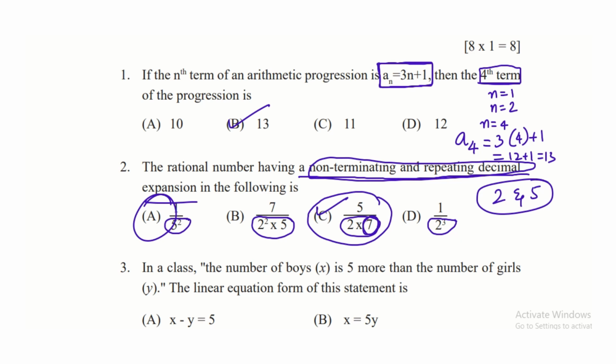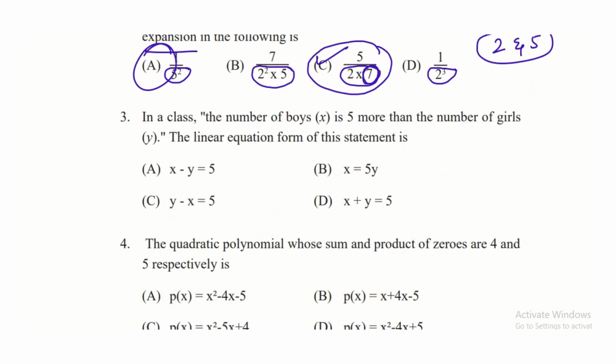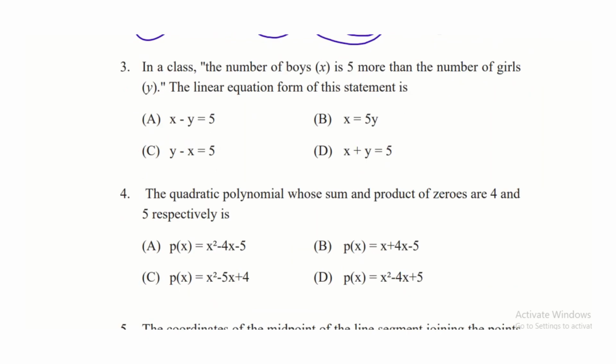Question number 3. In a class, the number of boys is 5 more than the number of girls. The linear equation form of this statement is. So how to form the linear equation for the statement given here, taking the number of boys as x and the number of girls as y.